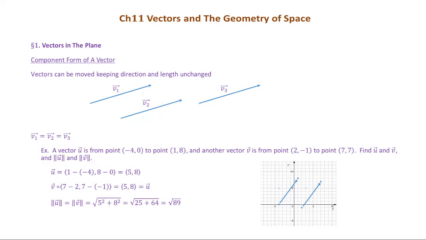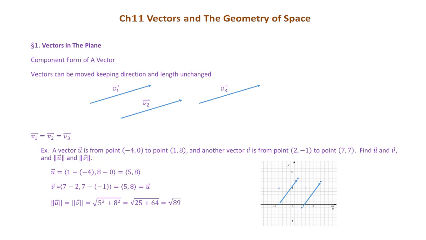One important property about vectors is they can be moved freely if you keep the direction and length unchanged. Like the three vectors V1, V2, V3, they are the same. Okay, for example, if you talk about the velocity of a car, you really don't have to specify where the car is because you're talking about the velocity, not the position of the car. All right, so it can move freely without changing the direction and the length.